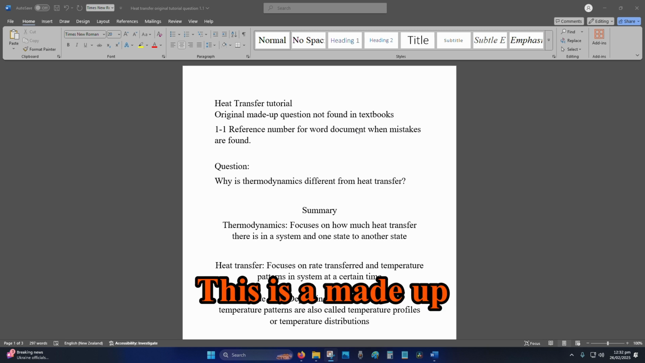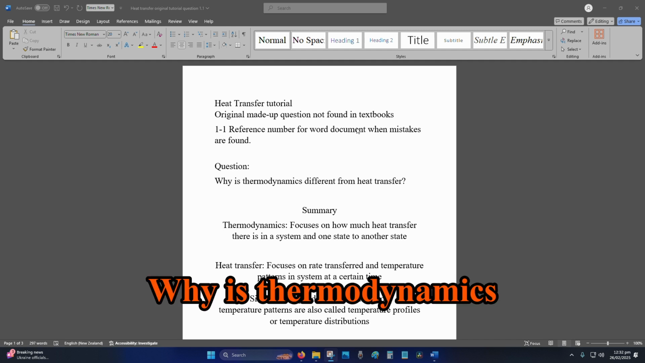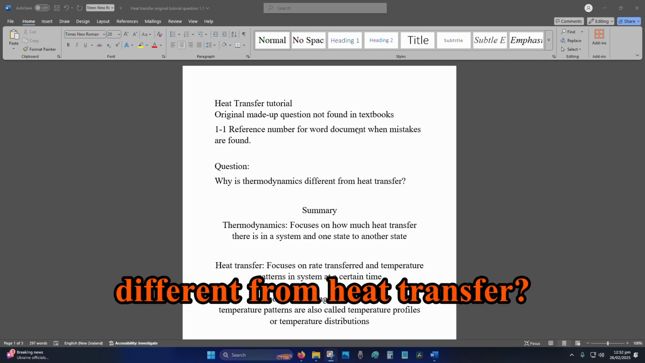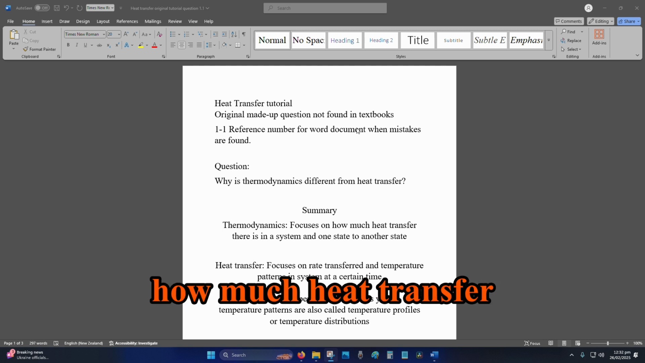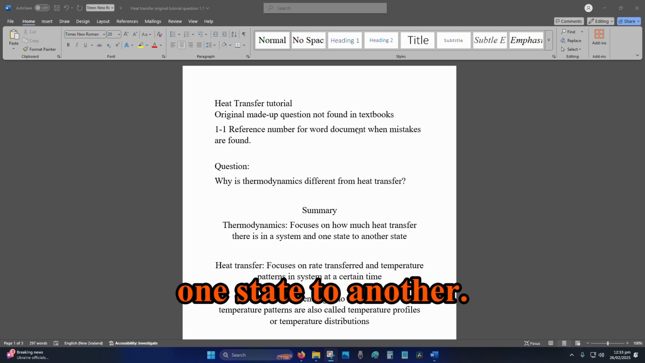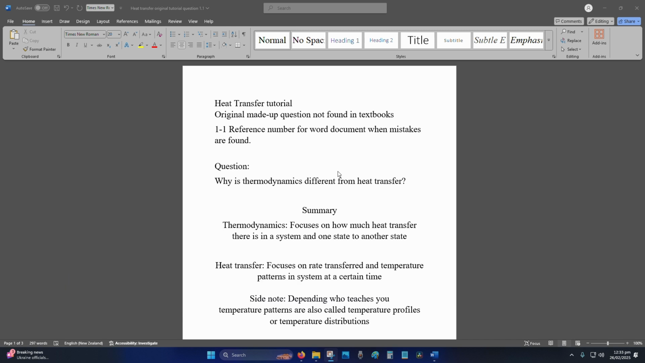This is a made-up question not found in textbooks. Why is thermodynamics different from heat transfer? Summary: thermodynamics focuses on how much heat transfer there is in a system from one state to another. So how much there is, so the amount.